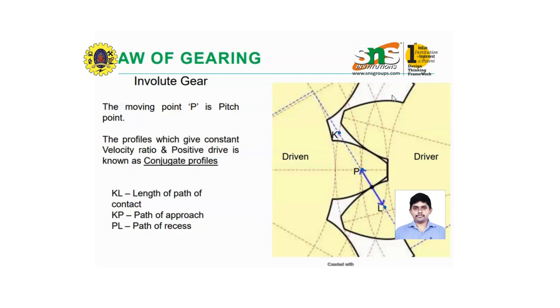The profiles which give the constant velocity ratio along with positive drive are known as conjugate profiles. Okay, the length of the path of contact and the path of approach and the path of recess which has been calculated is purely based upon the amount of teeth in the point of contact. Okay, we will continue in the next session.